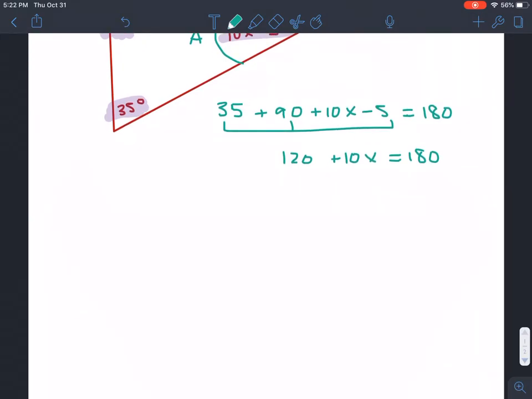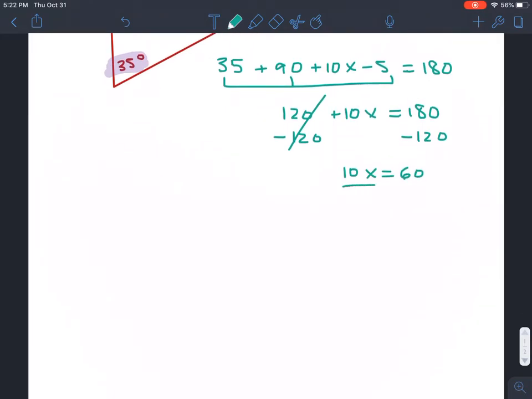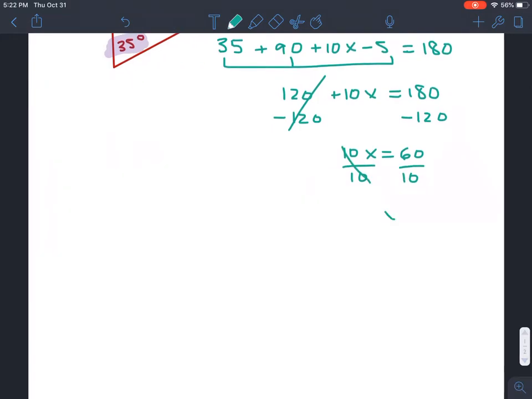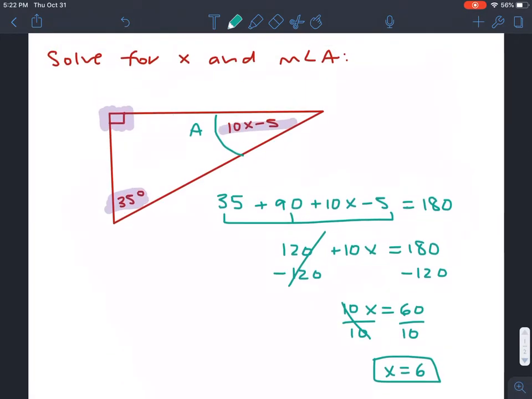And then I will go through the general process of solving for x. So I'm always going to subtract 120, or subtract whatever constant I have, whatever number I have that does not have a variable. So I have 10x equals 60. And then to solve for x, I'm going to divide both sides by 10. And I get x equals 6. So with that work, I have answered one of the questions, solve for x.